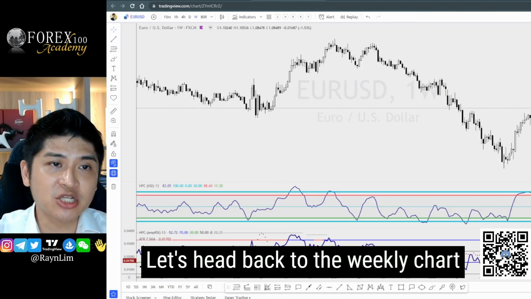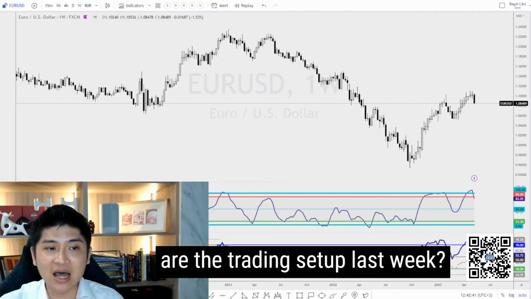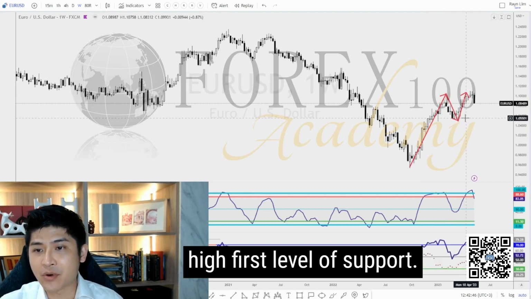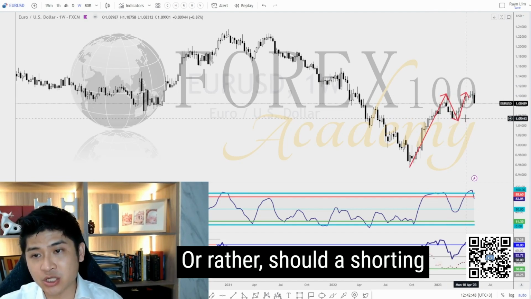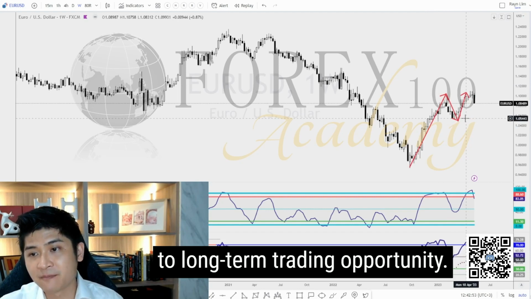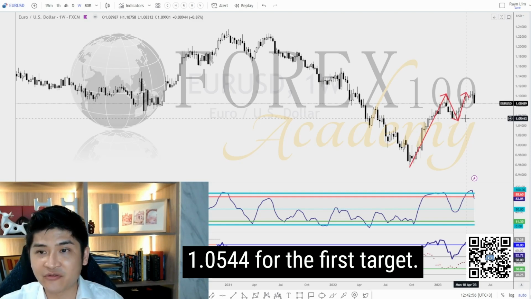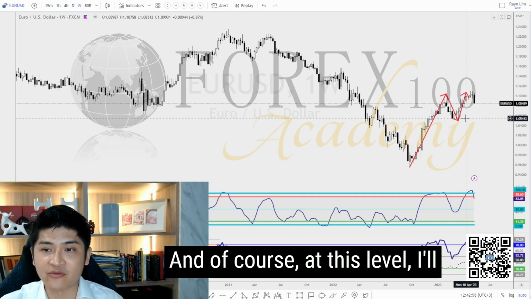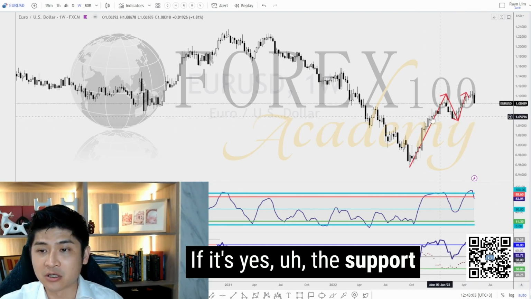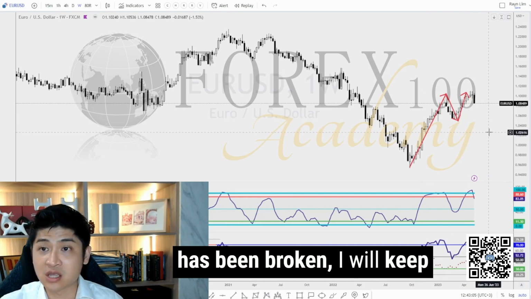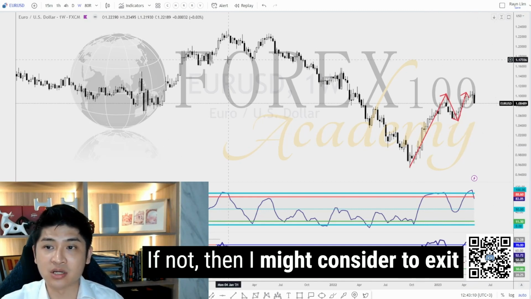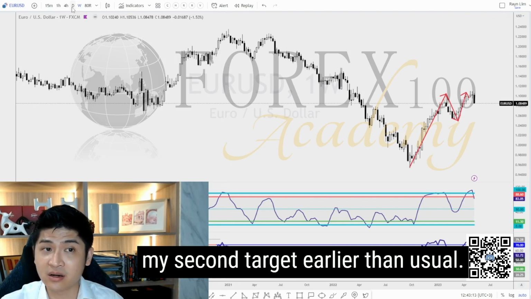Let's head back to our weekly chart and let me share with you what the trading setup was last week. This was the retest of the previous high. First level of support, or rather, should a shorting opportunity take place, for a mid to long term trading opportunity. Targets, I'm looking at 1.0544 for the first target, and of course at this level I'll observe if the support is broken. If yes, the support has been broken, I will keep the trade for a bit longer. If not, then I might consider to exit my second target earlier than usual.